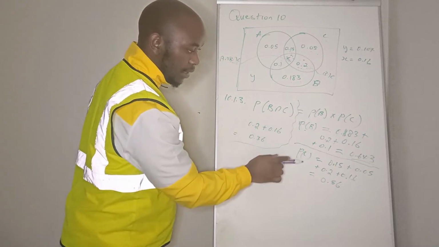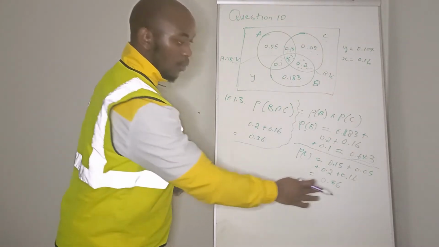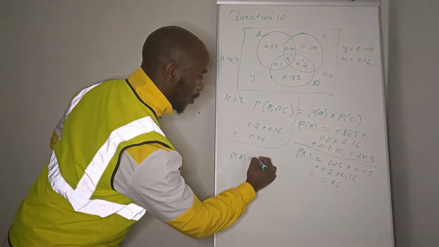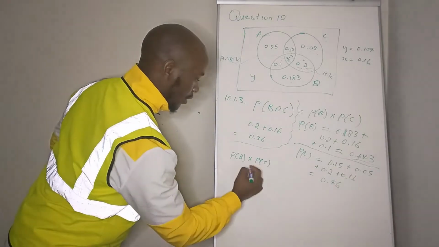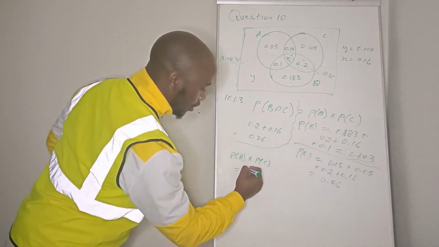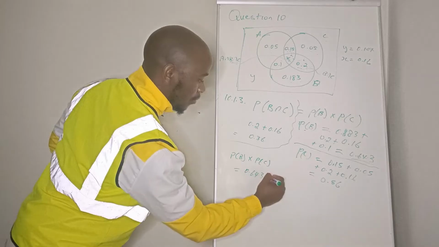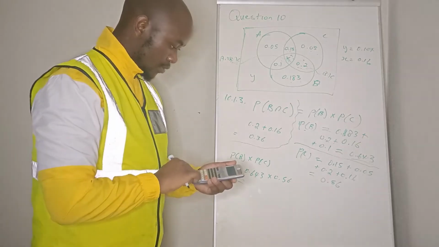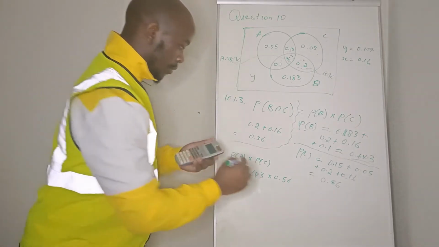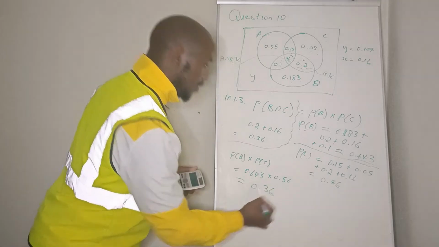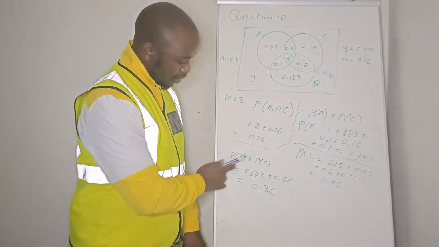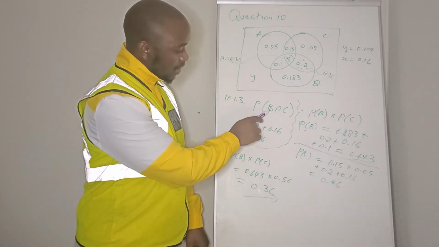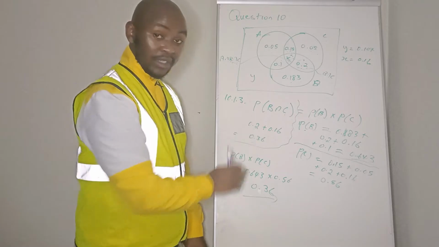If we multiply probability of B and probability of C, what is the answer? So now probability of B multiplied by probability of C is equal to 0.643 multiplied by 0.56, and the answer is 0.36. Now do you see that probability of B multiplied by probability of C is 0.36, and also the probability of B and C equals 0.36.